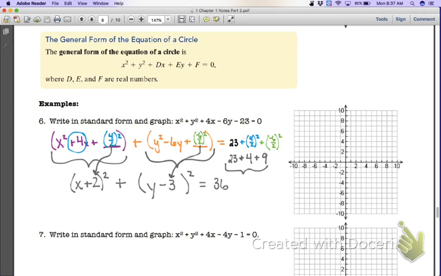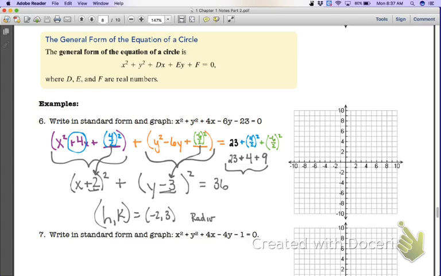So then from here, write the standard form. We have it, and then graph it. So where's my H and my K? What's H? What's the center of my circle? Remember, it's the opposite here and here, so it's going to be negative 2, positive 3.